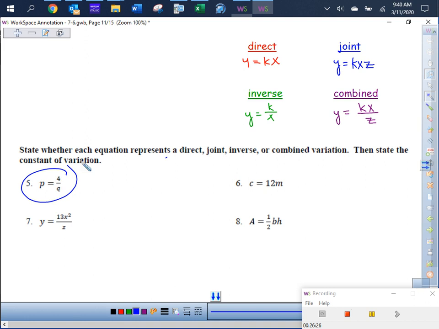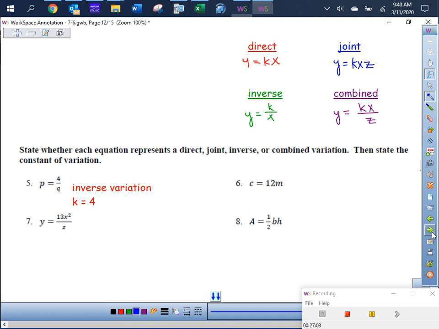So you only got 2 choices in my eyes. It's either inverse or combined because direct and joint have nobody downstairs at all. Is this inverse, which only has 1 variable involved, or combined, which has some variables up and some down? What do you think, inverse or combined? This is inverse. Who is the constant of variation? Who is the k value? 4. So we'll say inverse variation and k equals 4.